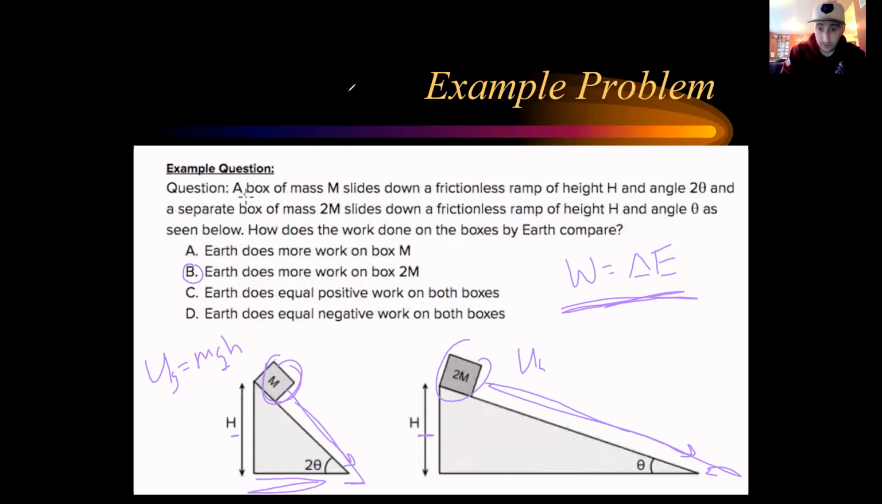So if I look at this, there's more, and both are going to zero, right? It's sliding all the way down, so my potential energy goes to zero. So I have 2 times the amount of potential energy over here that I'm going to lose. So the work done by Earth is 2 times as much as in the first situation. Okay.